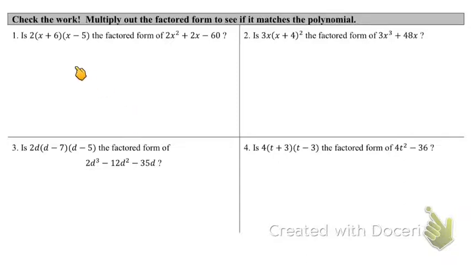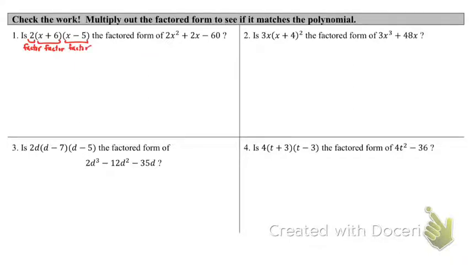Okay, number one, it says you are going to multiply this out to check if this is the factored form of this problem. So in essence, this is our answer after we multiply. We want to check if this was actually the real problem, the factored form. The reason this is called the factored form is because it's all multiplication: 2 times x plus 6 times x minus 5. If you recall from previous weeks, these are all called factors. So I have 3 factors here, and that's why it's called factored form.